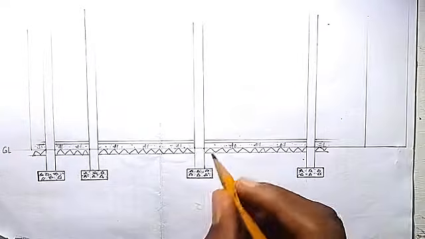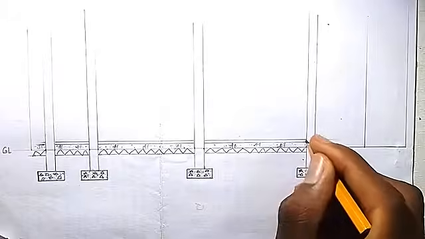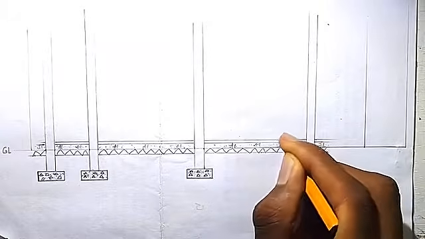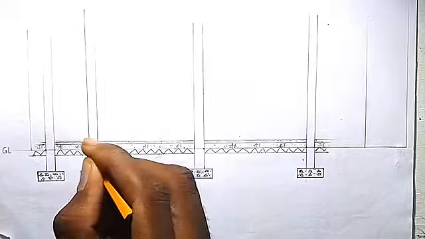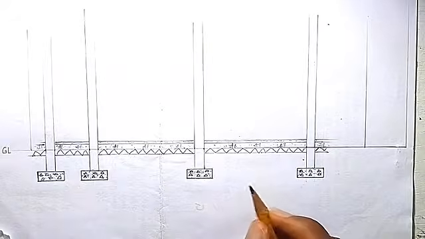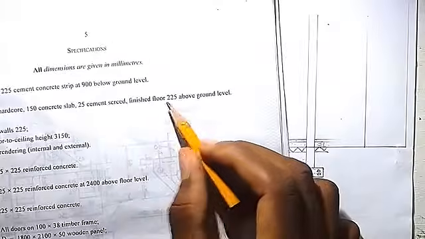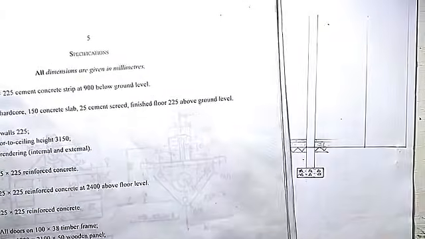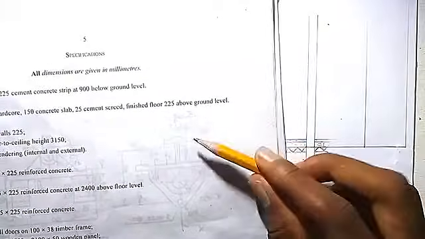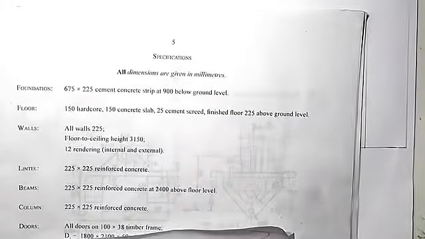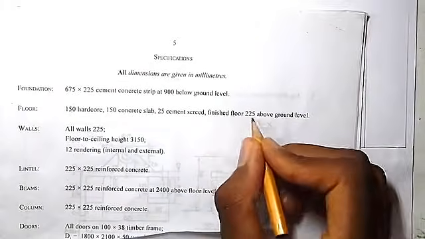So this is for the screeding. For the screeding, we just use small hatching. Something like this is going to be for the screeding. So the finished floor is 225 above ground level.